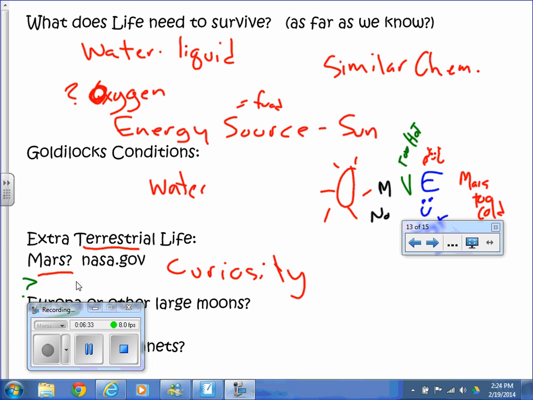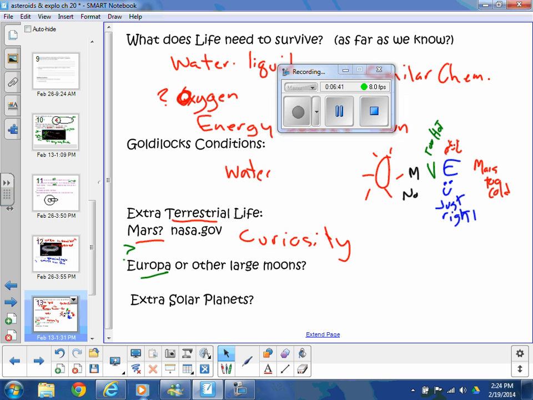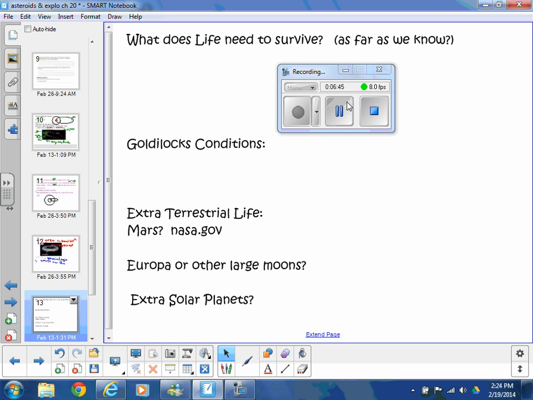All right, the last section in this chapter is about life and what life needs to survive. We're going to go over this real briefly, and then you can finish your worksheet on it.